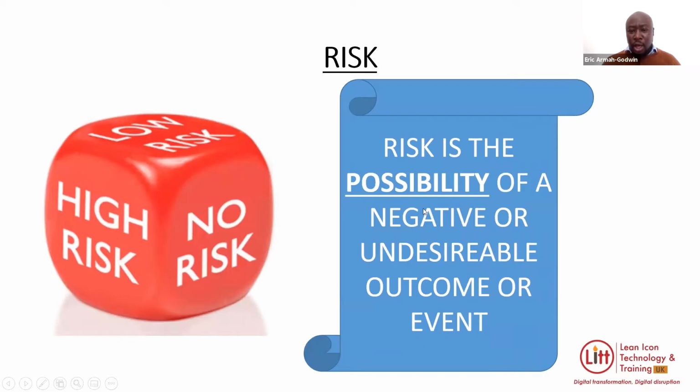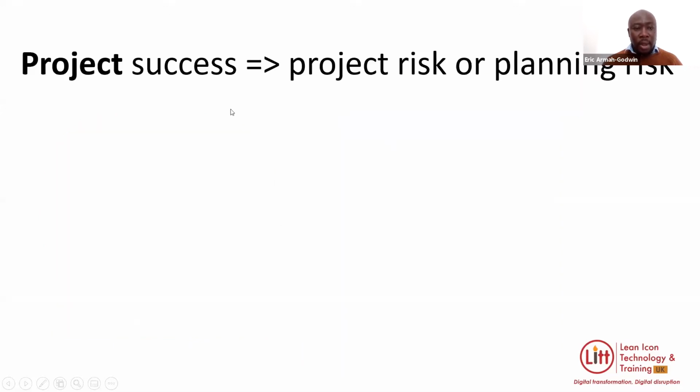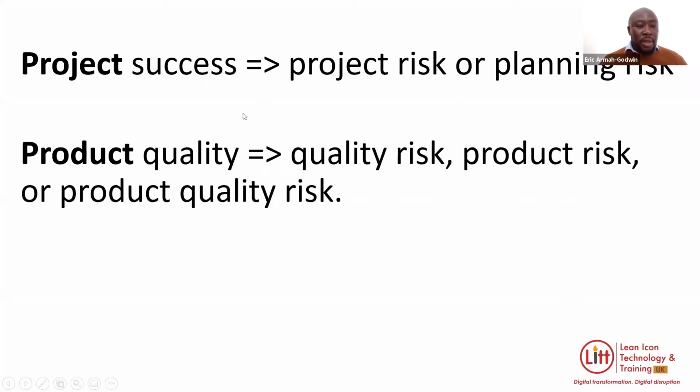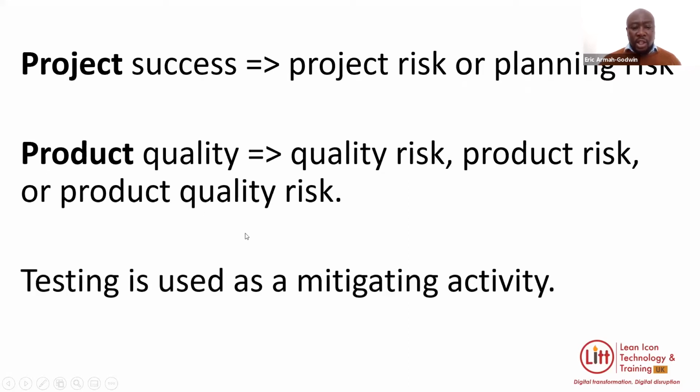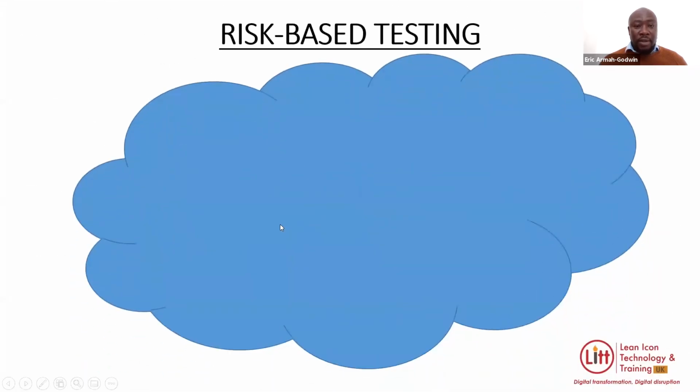Risk itself is the possibility of a negative or undesirable outcome or event. Whenever a risk impacts the success of the project in a negative way, it is called a project risk or planning risk. But when the impact affects the product quality, it is treated as a quality risk, product risk, or product quality risk. And testing is usually used as a mitigating activity.